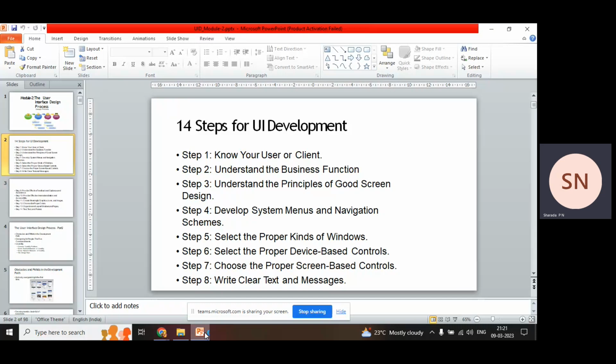Step 5 is select the proper kinds of windows. Step 6 is to select the proper device based controls. Next is choose the proper screen based controls. Step 8 is write clear text and messages. Step 9 is to provide effective feedback and guidance as well as assistance.